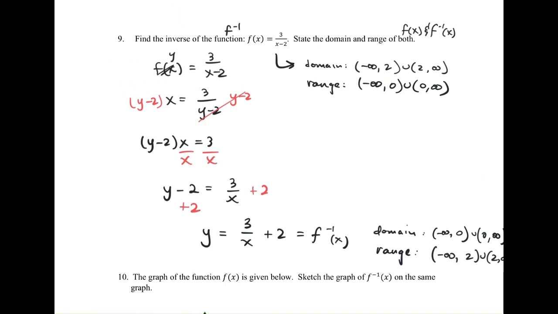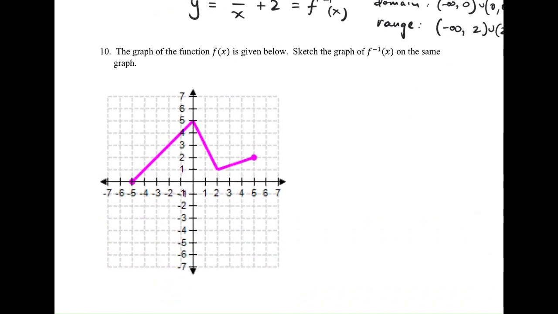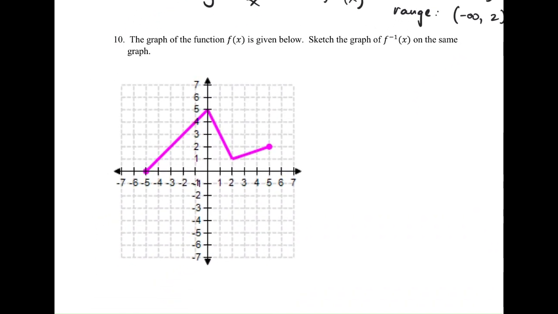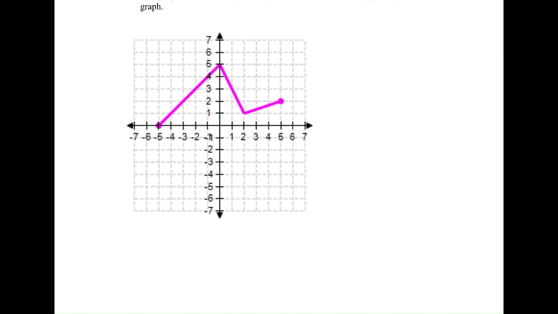And that's from section 2.8, by the way. Number 10 rather, also from section 2.8. The suggestion was to make a table of values, because when you graph an inverse, all you're doing is switching x and y values. So if we have a table of values for the original function f, I'm just going to locate these points there. So we have (-5, 0), (0, 5), (2, 1), and (5, 2).